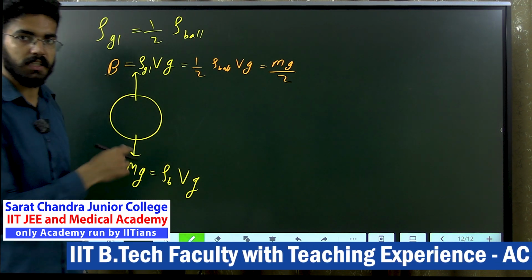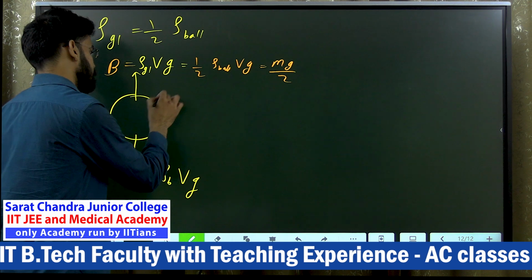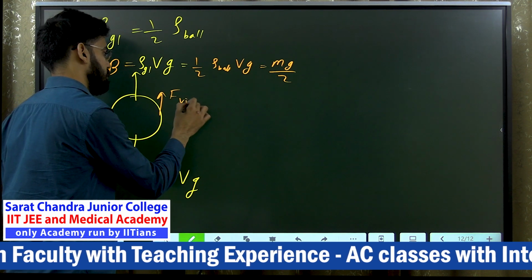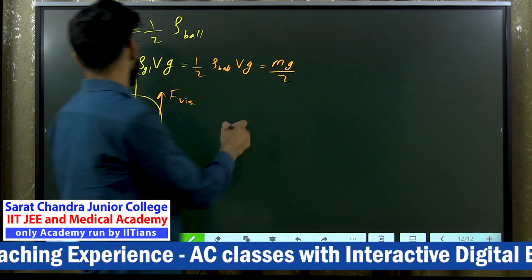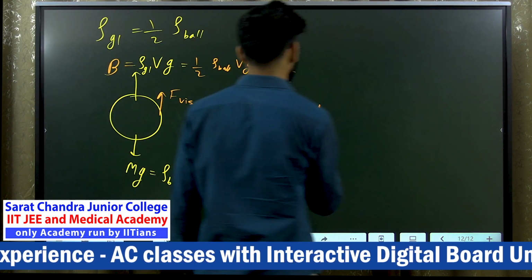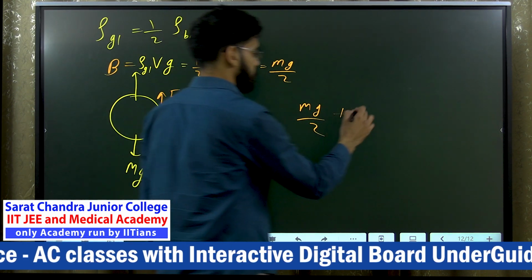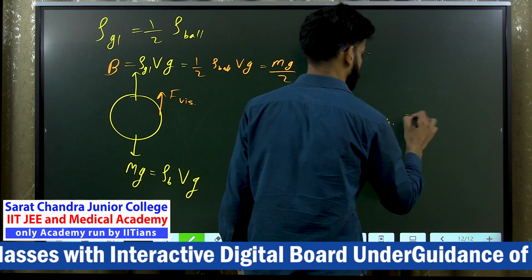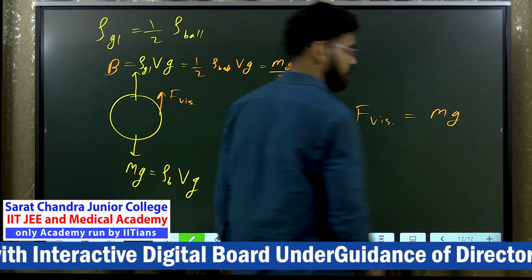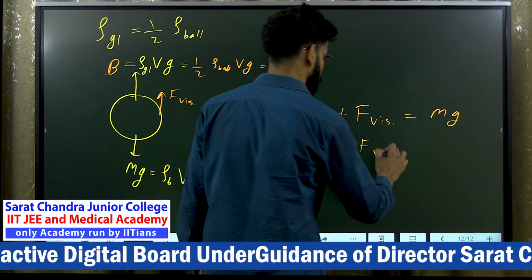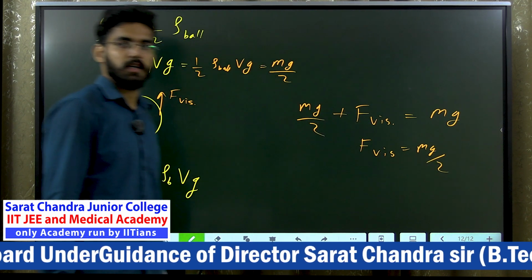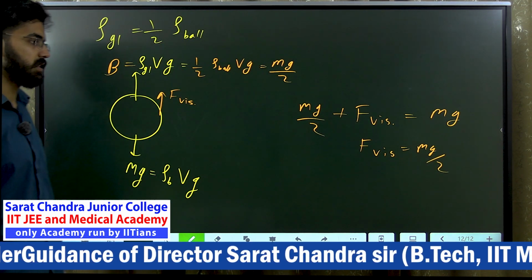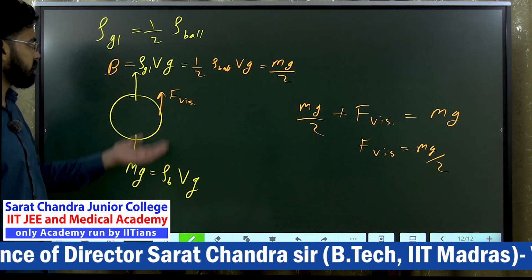Now you said that net force is 0, means there is a viscous force acting at this point. What is the value of viscous force? Just balance the forces, that's it. So I can say upward force is mg by 2, buoyancy force plus viscous force is equals to downward mg. That's it. So F viscous came how much? Mg by 2. By this relation only.